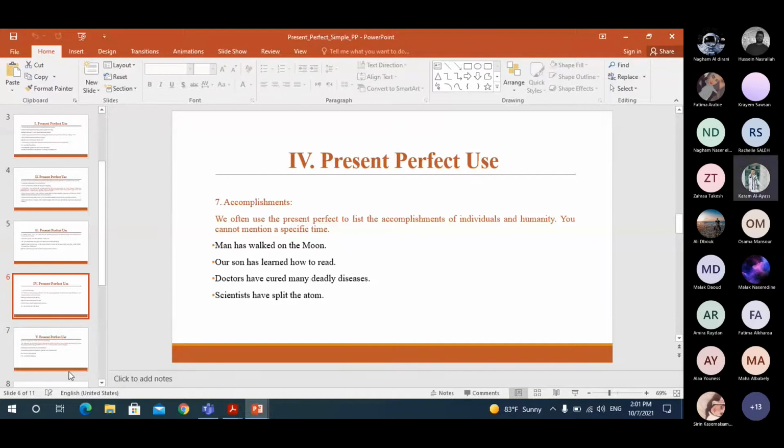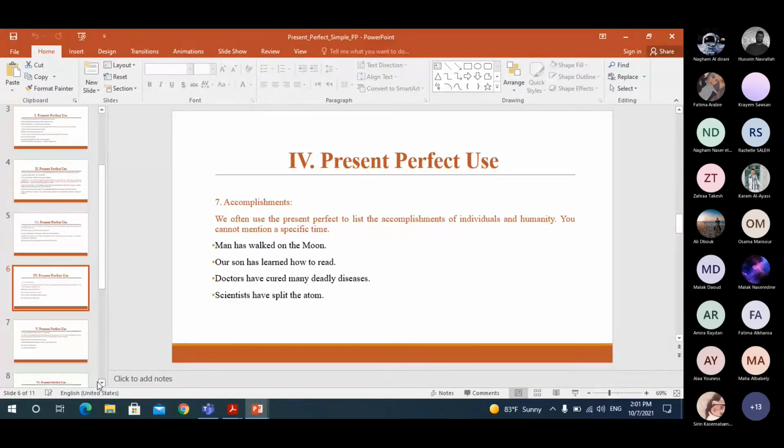Clear? Okay. When we want to express accomplishments of individuals and humanity, we cannot mention a specific time. Man has walked on the moon. Our son has learned how to read. The effect is still in the present. Doctors have cured many deadly diseases. Scientists have split the atom. It is kind of a fact, but the effect is still in the present. Okay?